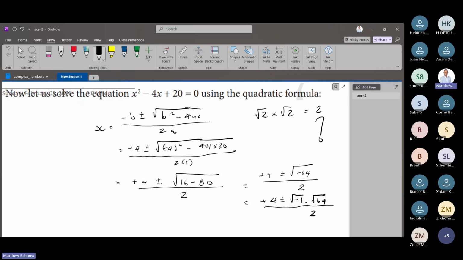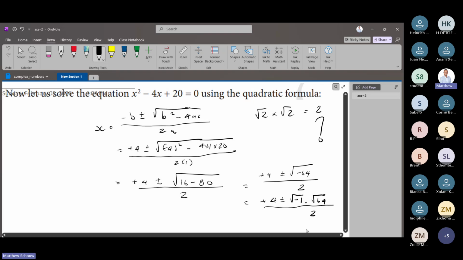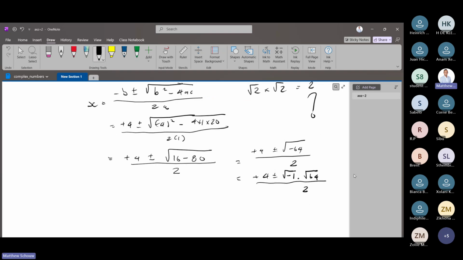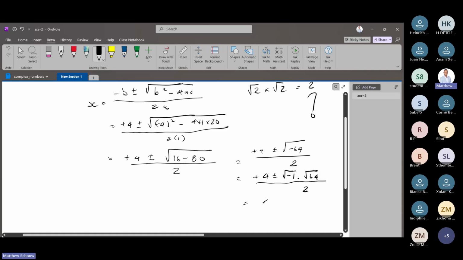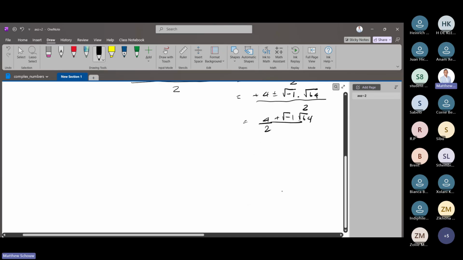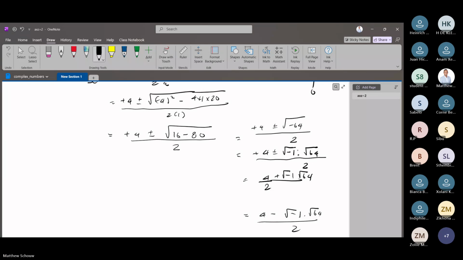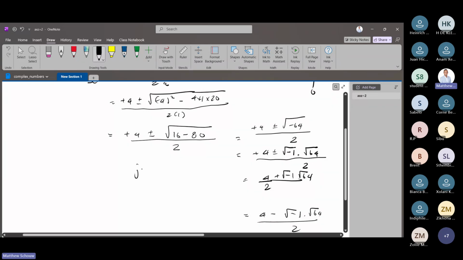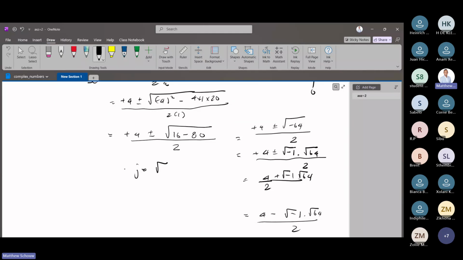So they noticed that they can just take out the root of negative 1. Let me first do this. Our one root will be 4 over 2 plus root of negative 1 times root 64, and of course our other root will be 4 minus root 64 over 2. And what they did now, that root of negative 1, they call that a j. It's also called i, depending.